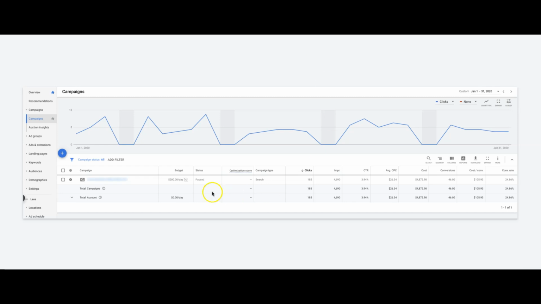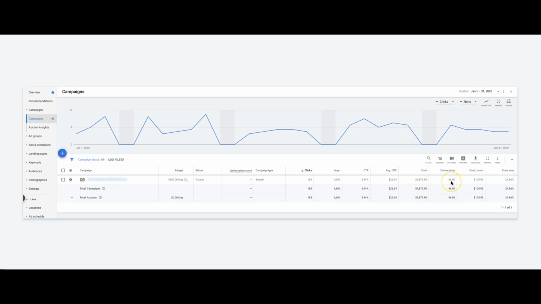All right, so he's spending about $200 a day. And also, one quick thing, we're going back January 1st to January 31st, so this is 30 days. Spending about $200 a day, 185 clicks, 4,600 impressions, 3.9% click-through rate, $26 average cost per click. He spent in that month about $4,800.